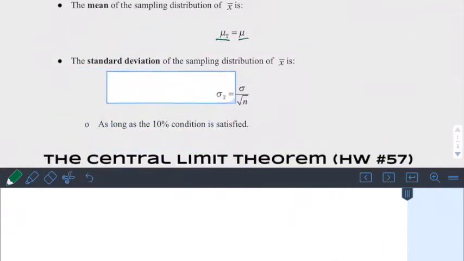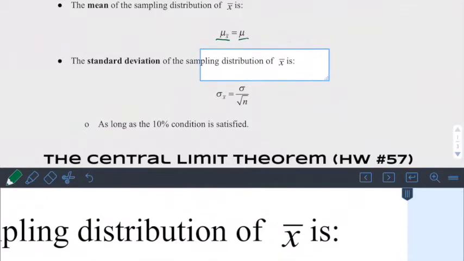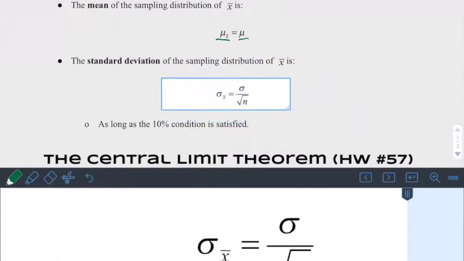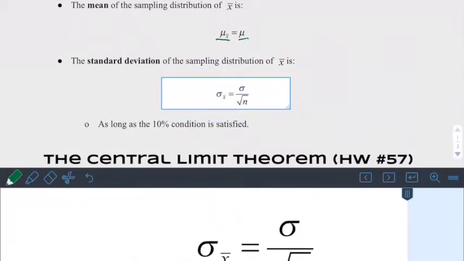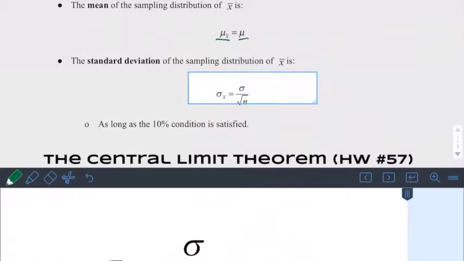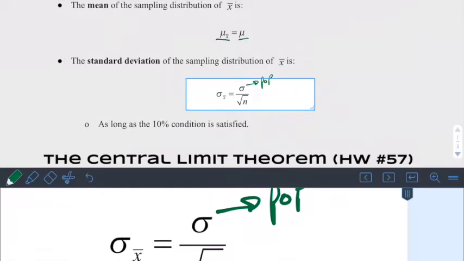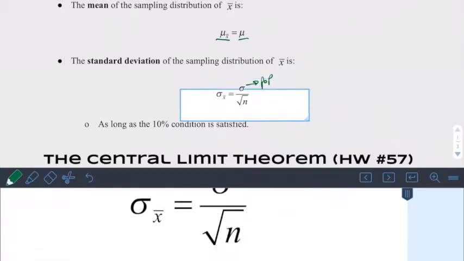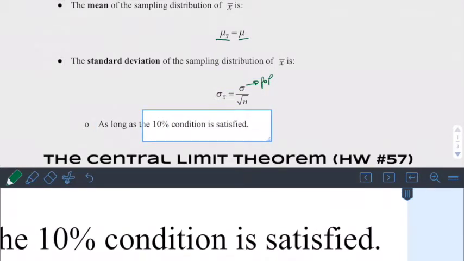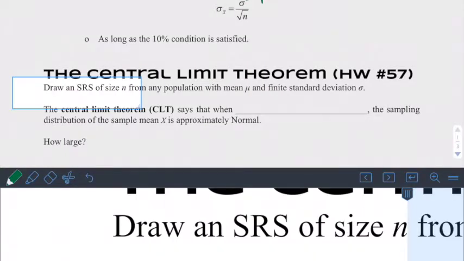The standard deviation of the sampling distribution of X bar is sigma of X bar, which is sigma, the population standard deviation, divided by the square root of n, as long as the 10% condition is satisfied. There's that 10% condition again. So we have the central limit theorem.